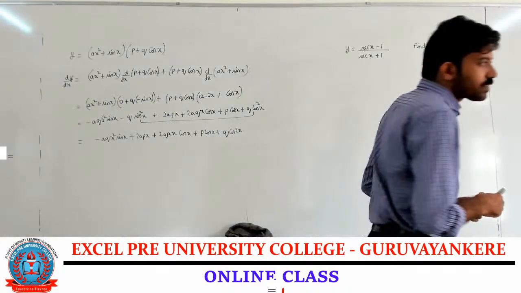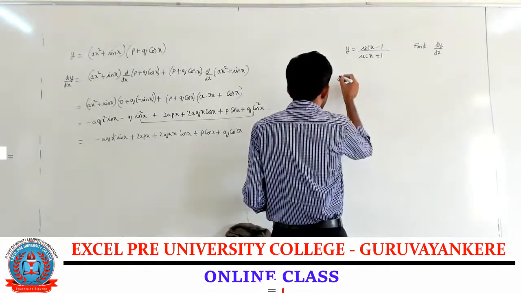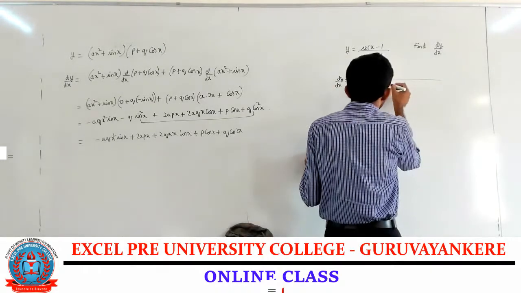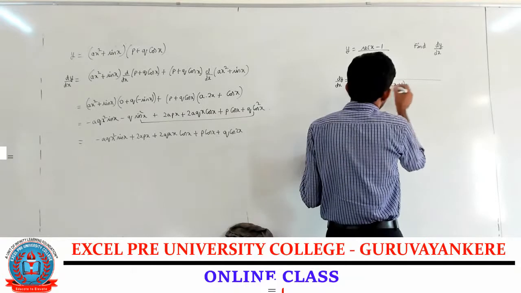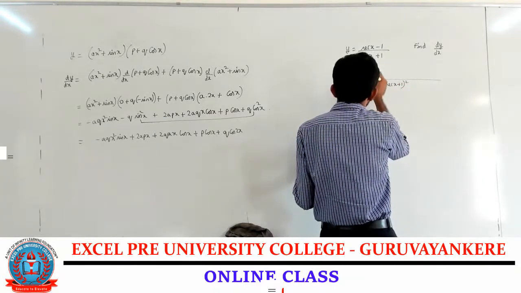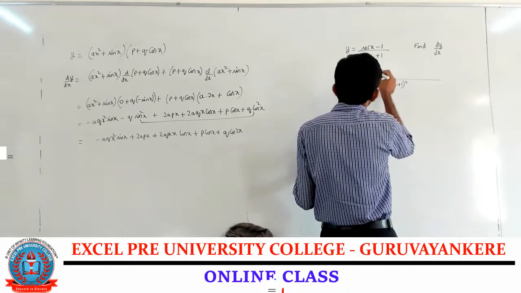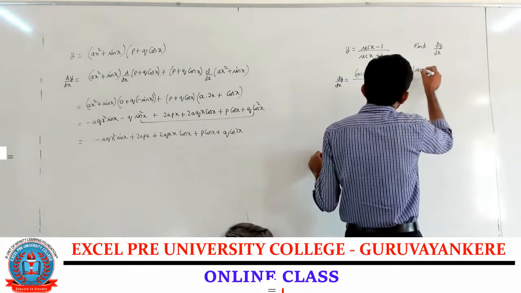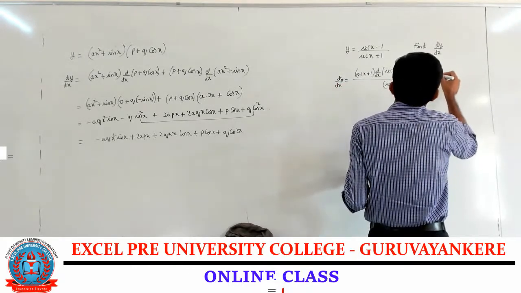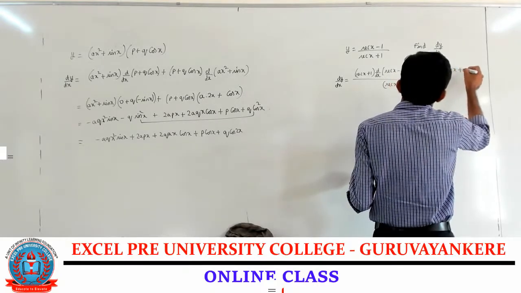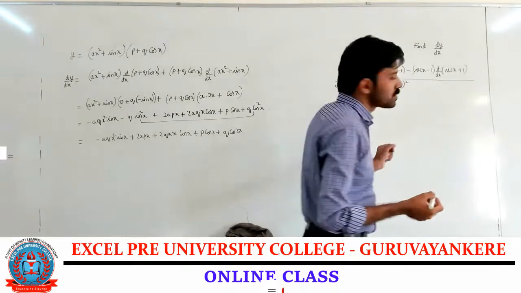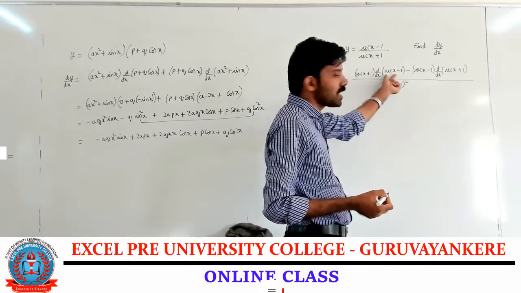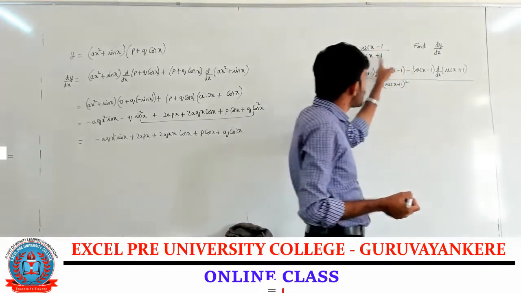Apply the quotient rule, students. dy by dx equals denominator square, denominator keep as this, differentiate the numerator, minus numerator into differentiate the denominator.